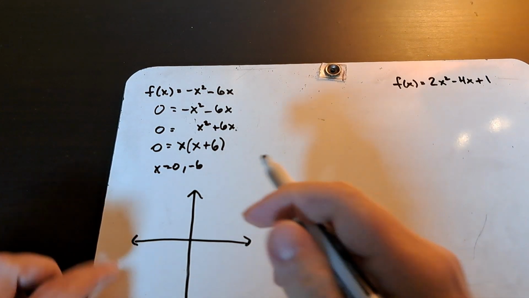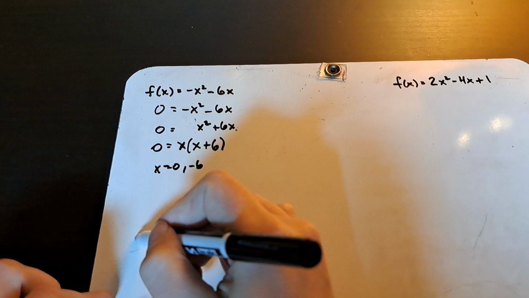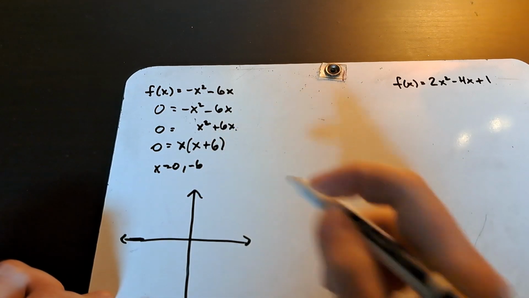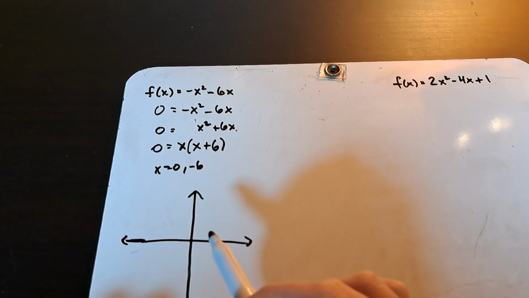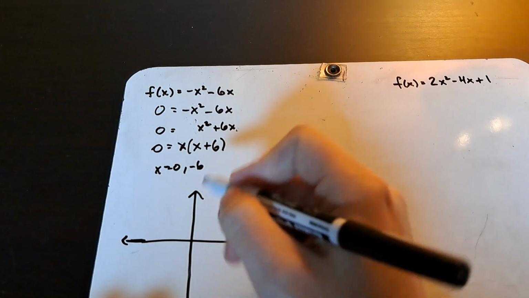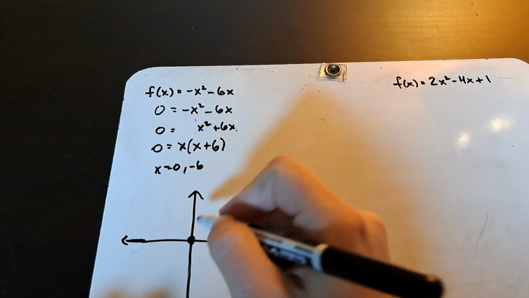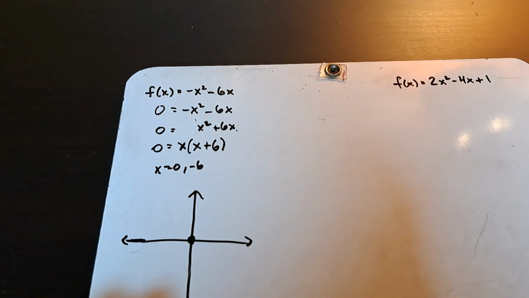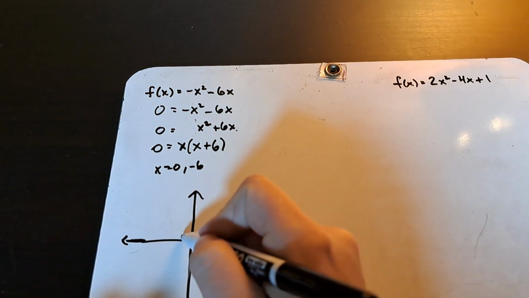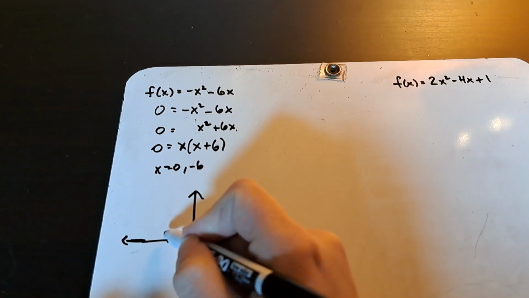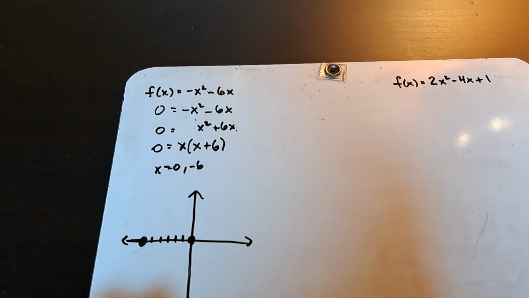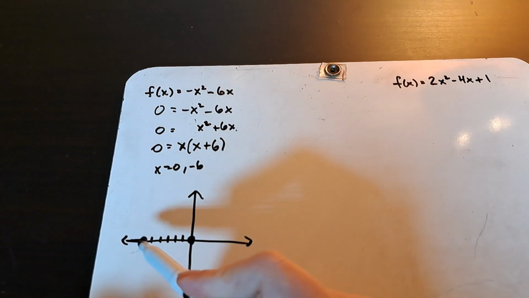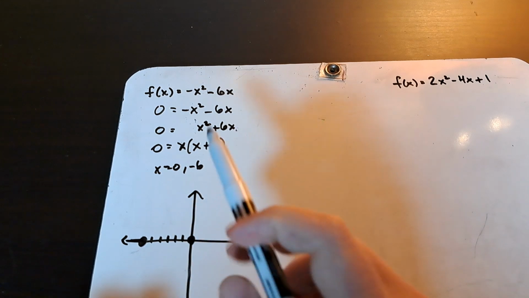Okay, and I might have to extend that a little bit because I don't know how far that's going to be. Okay, where this graph crosses the x-axis is going to be where x is equal to 0. So I'm going to have a point there. And then it's also going to be at 2, 3, 4, 5, 6. So at x equals negative 6 here. Okay, so this is where the graph crosses the x-axis.